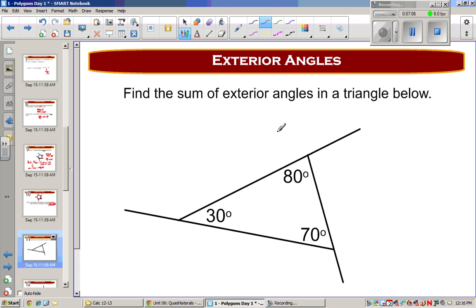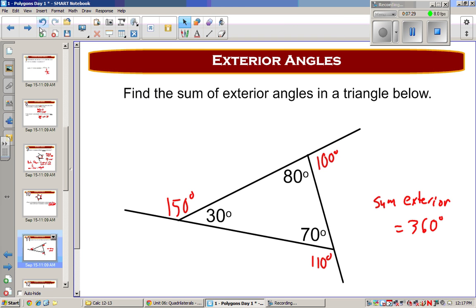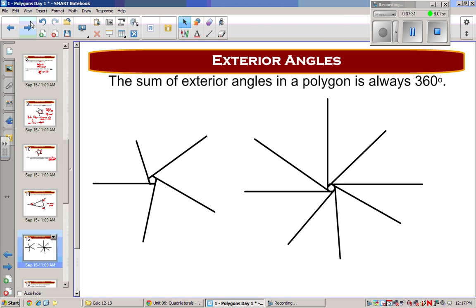So let's look at this triangle. If this is 70, this angle is 110, this is 100, because these should all add up to 180, and this is 150. If I add these all up, the sum of the exterior angles again equals 360 degrees. And you say, huh, that's odd. Well, what about for different polygons? The sum of the exterior angles in a polygon is always 360 degrees.